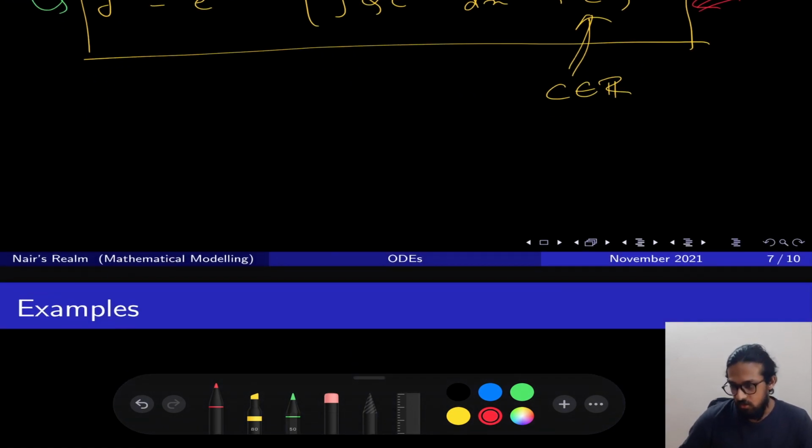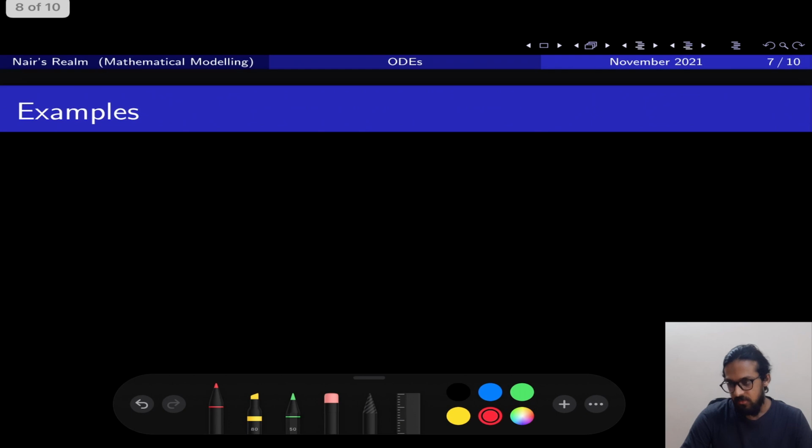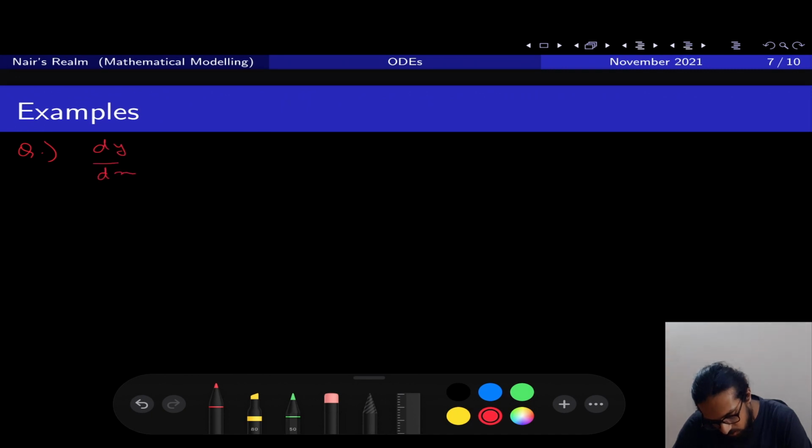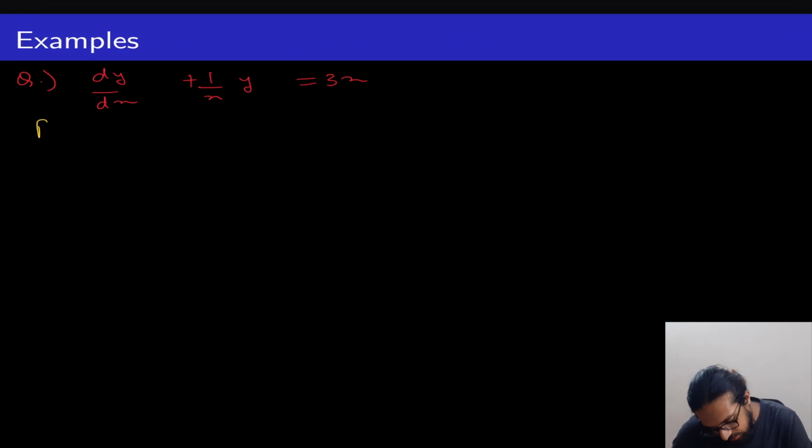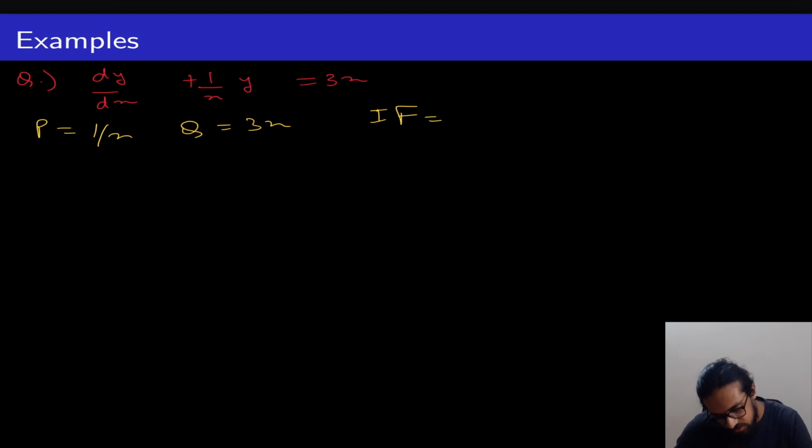So now that we know this, let's just take an example and solve it. Let's say the question which we have to solve is dou y by dou x plus 1 by x times y is equal to 3x. P is equal to 1 by x and q is equal to 3x. So the integrating factor is actually e power log x, which is equal to x.